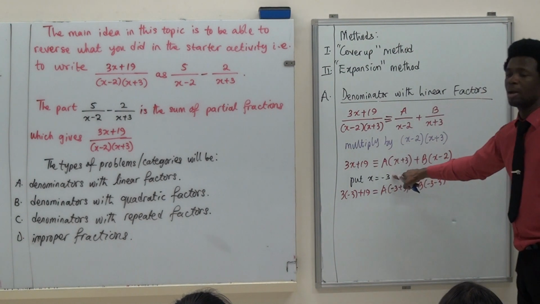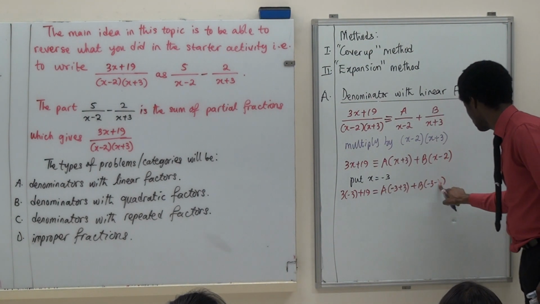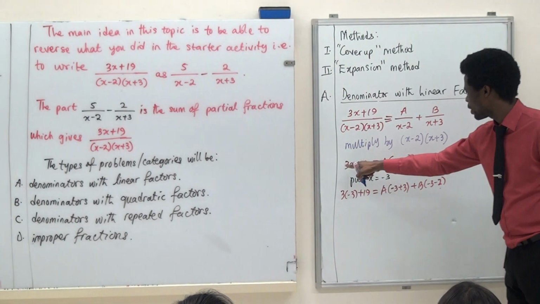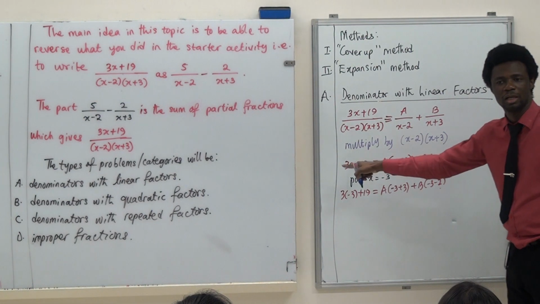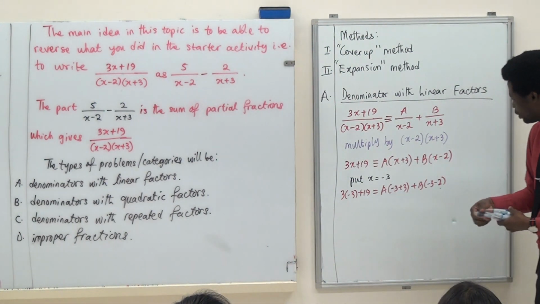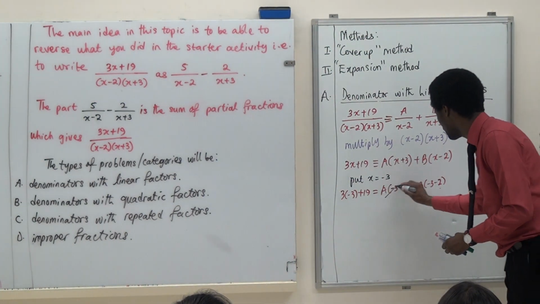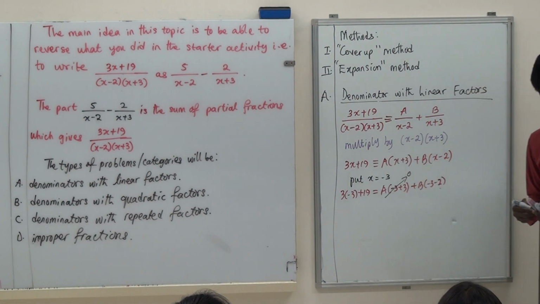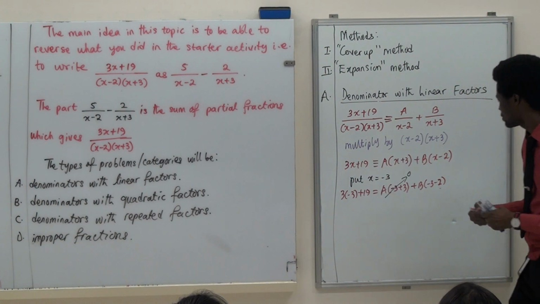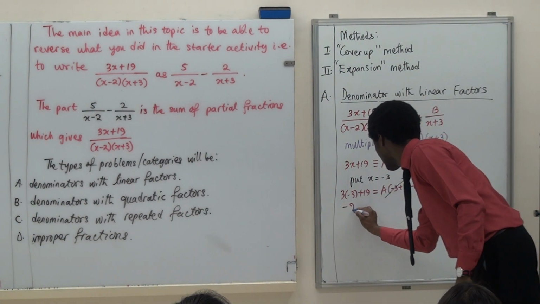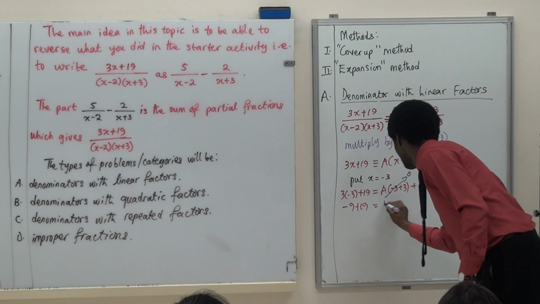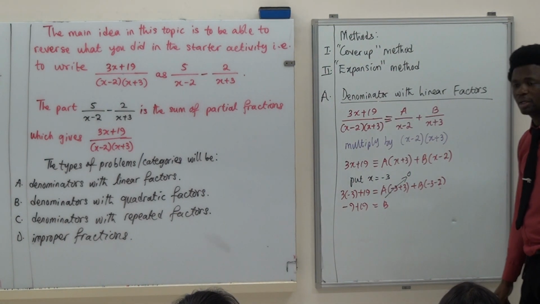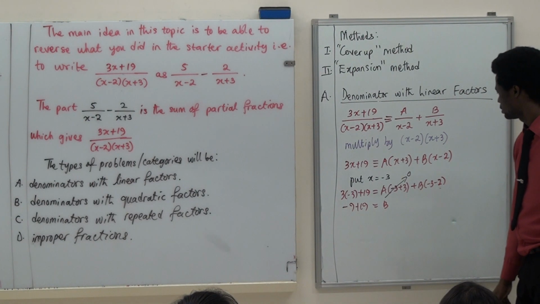The instruction says put x as negative 3. So everywhere we see x, we put negative 3. Every other thing remains constant. And if you notice, this will become 0 and this is gone. So this is going to be 0, definitely. And if that happens, this is minus 9 plus 19. Yes, it's negative 9 plus 19.